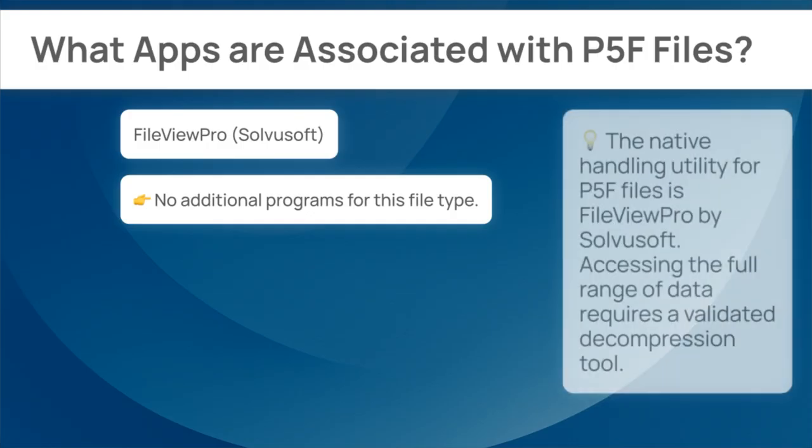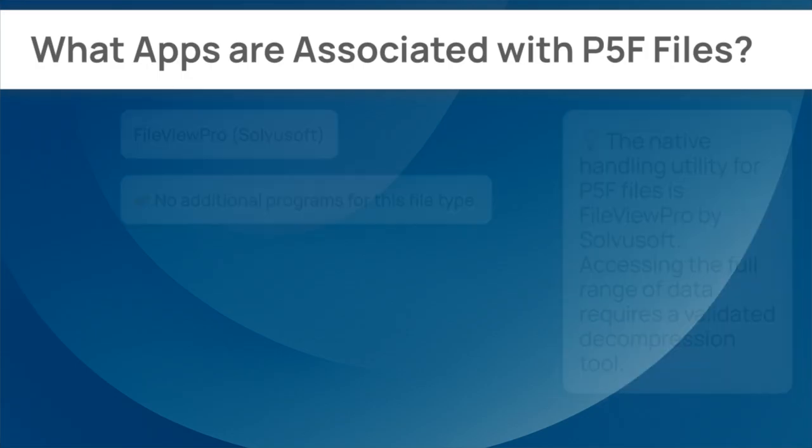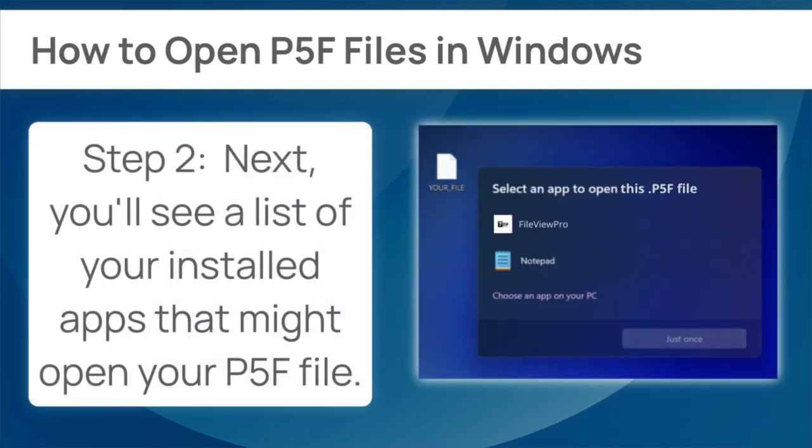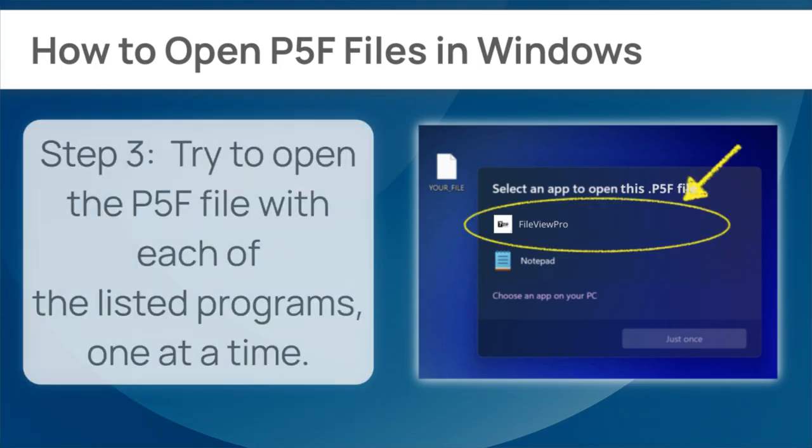Accessing the full range of data requires a validated decompression tool. Windows cannot interpret defunct formats, so restoration apps or converters must be used. To ensure success, right-click the P5F file and select Open With. Run the file through FileViewPro if it is installed. If it's not present, choose another application. Sometimes older programs work best.